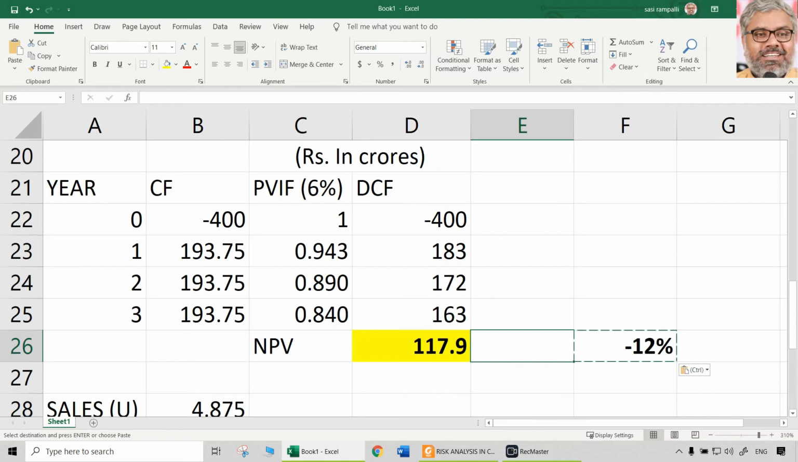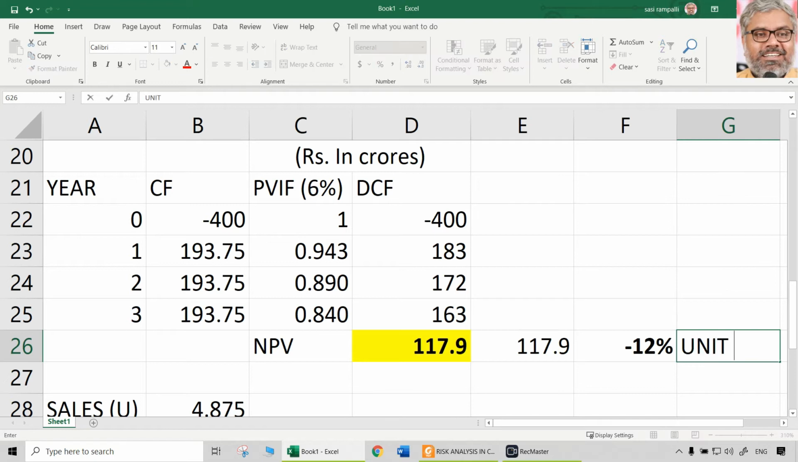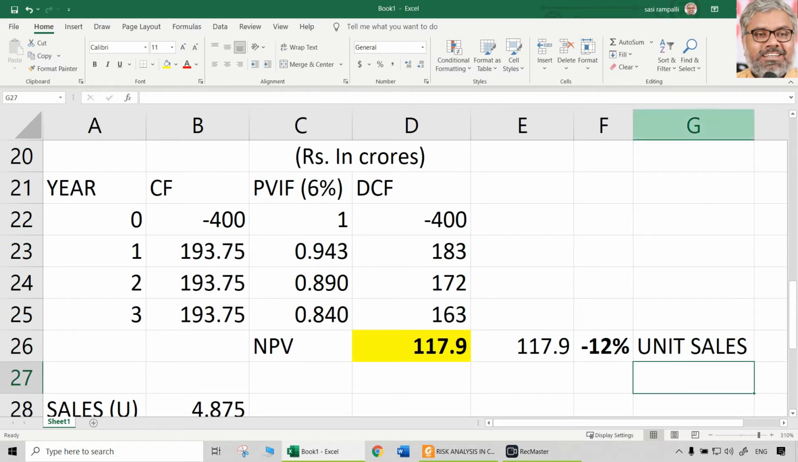So here, what is the NPV in the first case? Which one? This is unit sales. Change in unit sales of minus 2.5% created a new NPV of 117.9. Okay, that's it. Now recalculation once again.